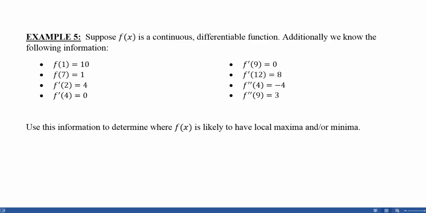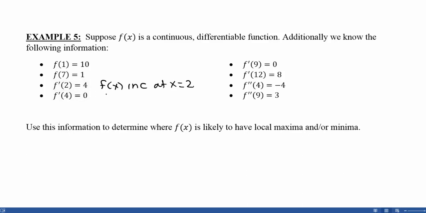Now we know that the derivative at 2 equals 4. So that tells me that my original function, f of x, is increasing at x equals 2. Remember, we're talking about what's happening at 2 because 2 is the independent number that got plugged into the derivative function. The next statement says f prime of 4 equals 0.